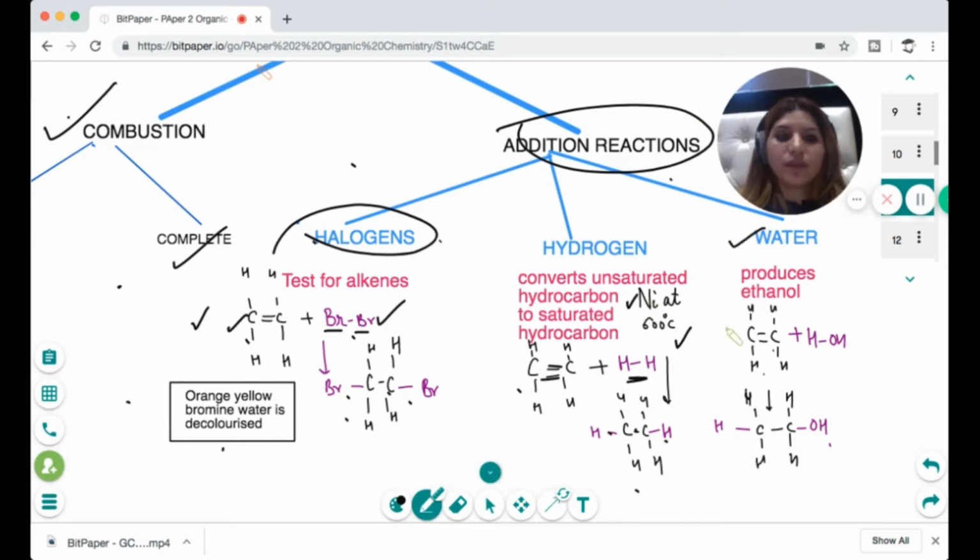For water, when you react it with water, the double bond breaks into the single bond and hydrogen goes on one side, OH goes on one side, so ethene produces ethanol. So by addition reaction from alkene, you can get haloalkanes, you can get alkanes back, and when you use water, you can get alcohols. Okay, so these are all the reactions of alkene. Make sure you are able to write these whole reactions.